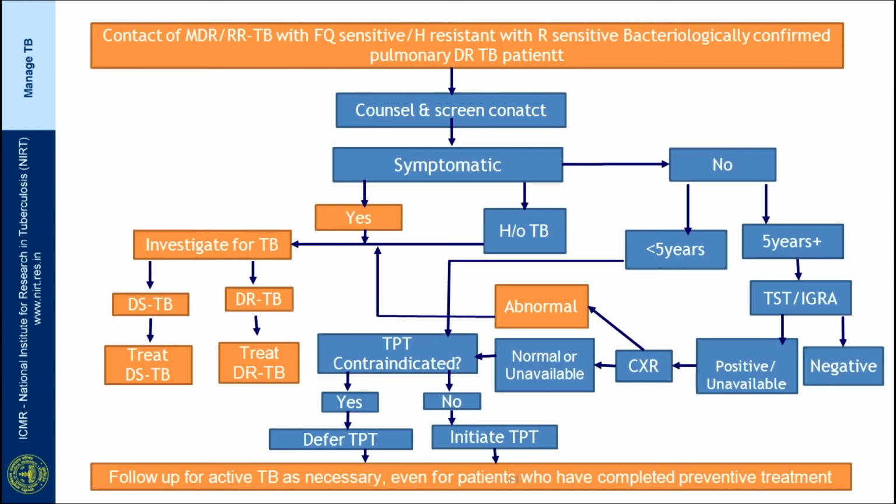Now, the algorithm for contacts of MDR-TB with fluoroquinolone sensitive or H resistant with R sensitive bacteriologically confirmed pulmonary DR-TB patient. So, the principles are the same: identify the population, rule out TB disease, assess for contraindications for TPT, and if there are no contraindications, then provide TPT and follow up for TPT completion after they have been initiated on TPT. Whether or not they have been initiated on TPT, the patients have to be regularly followed up for the occurrence of TB disease.